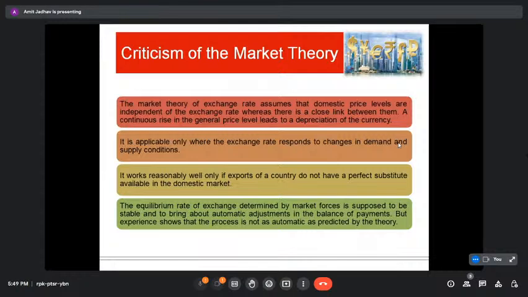So the equilibrium exchange rate determined by the market is supposed to be stable and to bring about automatic adjustment in the balance of payments. But in experience, there is no automatic adjustment in the balance of payments. If we assume there will be automatic adjustment, then this theory can work. But in reality, there is no automatic adjustment, so some people have to interfere in the market for the adjustment.